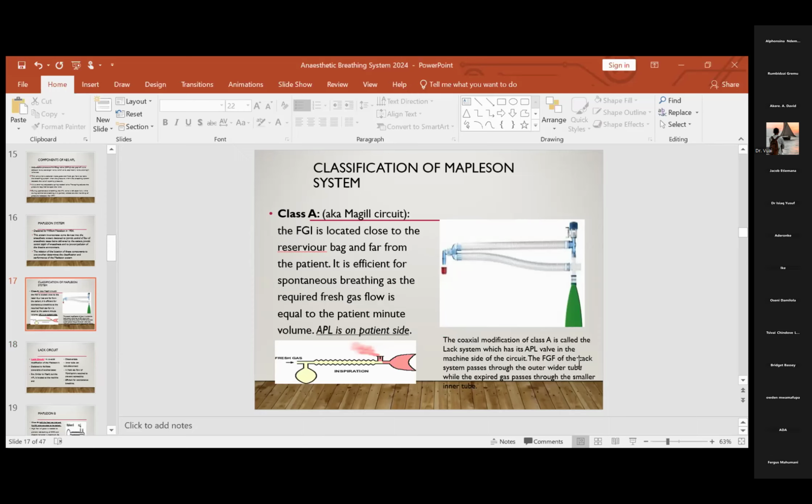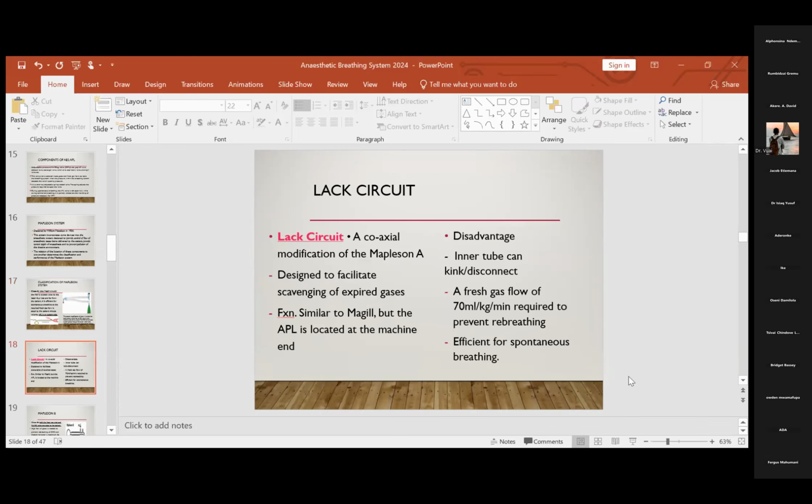The fresh gas flow of the Lack system passes through the outer, wider tube, while the expired gases pass through the smaller inner tube. So there are two tubes. The reason is to reduce resistance to flow. The disadvantage includes that the inner tube can kink or disconnect.